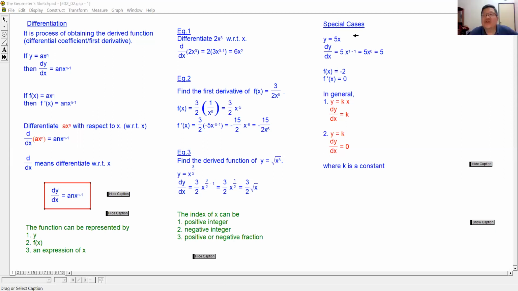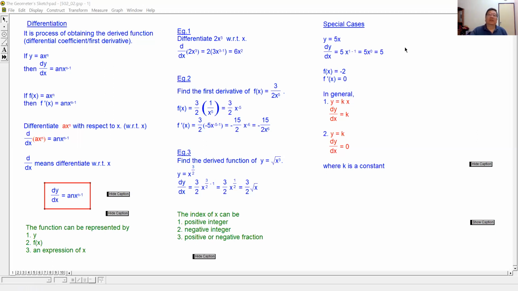Now, the function given to you is y equals 5x. We're going to differentiate this. Let's see what we are going to get. The number in front, you just copy down. Then the index, there's no index there. It means the index is 1. So 1 minus 1 is 0. 5 to the power of 0 is not 0, 5 to the power of 0 is 1. 1 times 5, 5. So dy dx is 5.